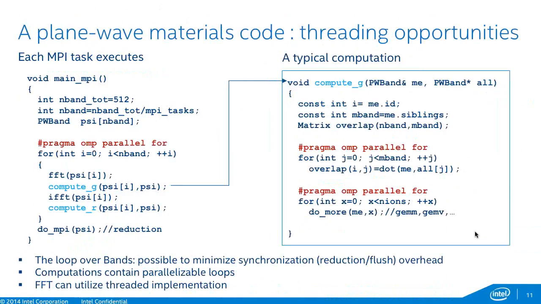We will do the parallel for over the bands, and the FFT could be running using a threaded FFT, so the computation now has another layer of parallelization we can explore. What OpenMP gives us is the ability to do this kind of incremental parallelization without seriously restructuring the code.